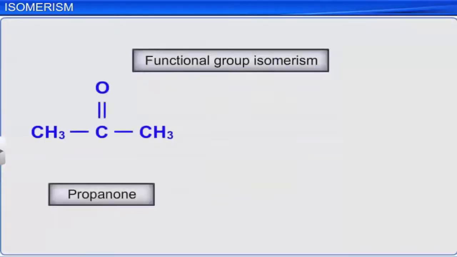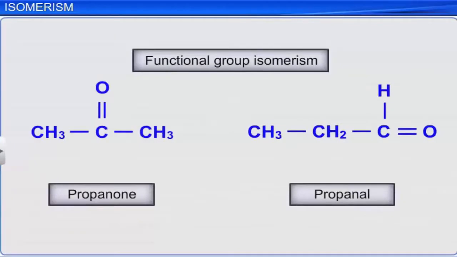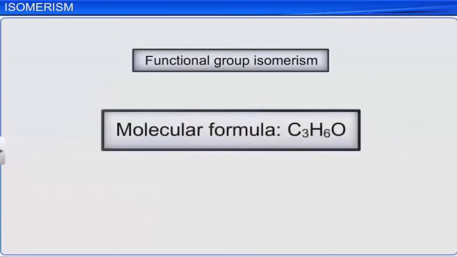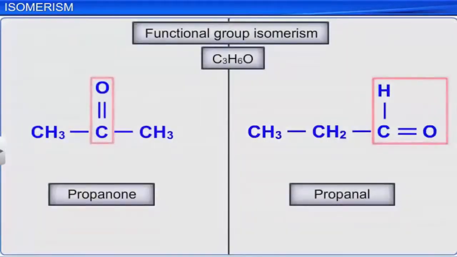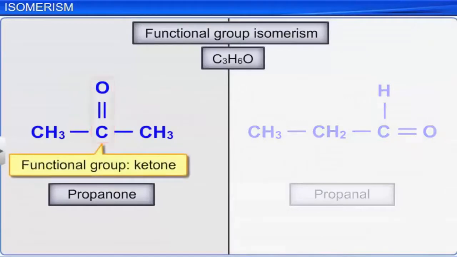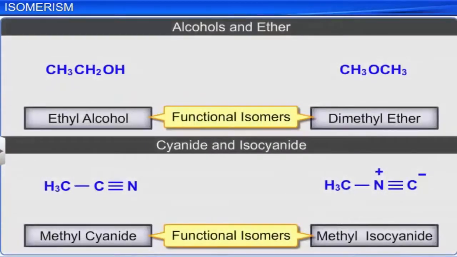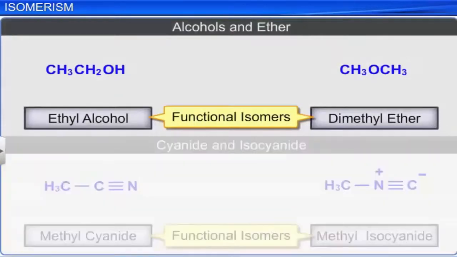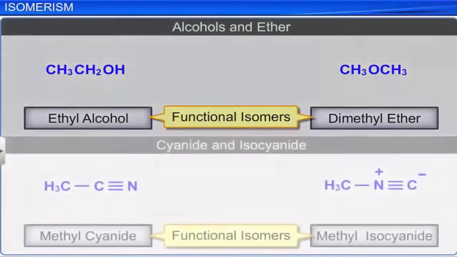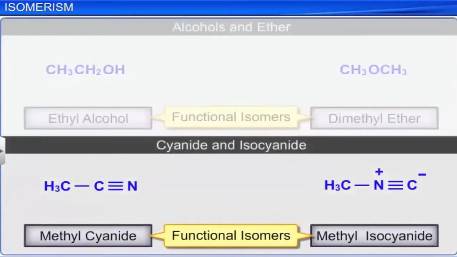Propanone and propanal represent two functional isomers having the same molecular formula, C3H6O. Here the functional group differs. That is, in case 1, ketone is the functional group, and in case 2, aldehyde is the functional group. Some examples of functional isomers are alcohols and ethers, cyanides and isocyanides.